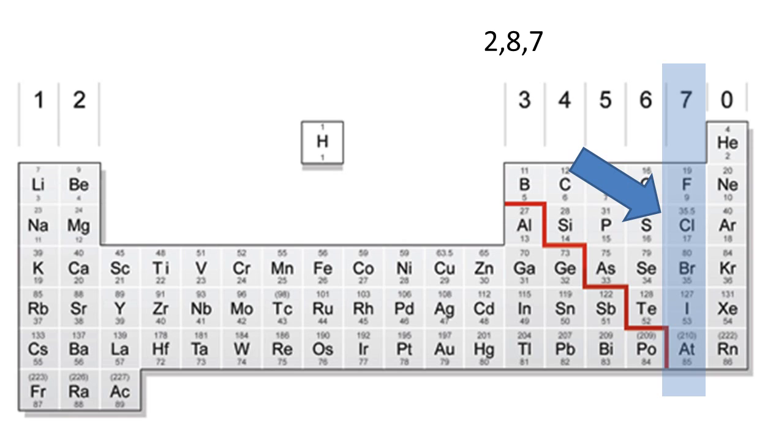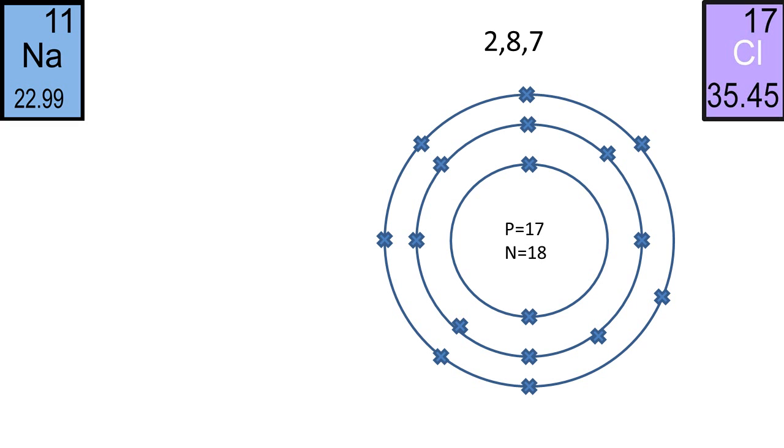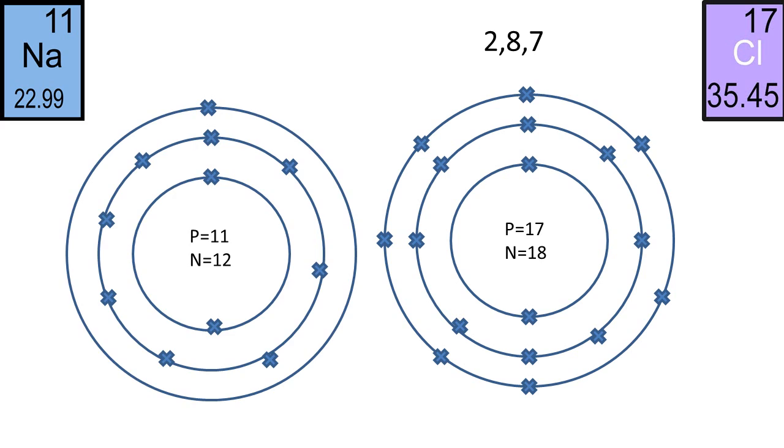So if I said to you magnesium over here, how many electrons are there in the outer shell of a magnesium atom? You don't need to draw it, just look. It's in group 2. That means there are 2 electrons in the outer shell. Okay, so back to the story. So we've got our chlorine there, we know that. Now let's have a look at sodium. 11 and 23. So 11 protons, 11 electrons and 12 neutrons. 2 in the first, 8 in the second, and just 1 in the next shell.